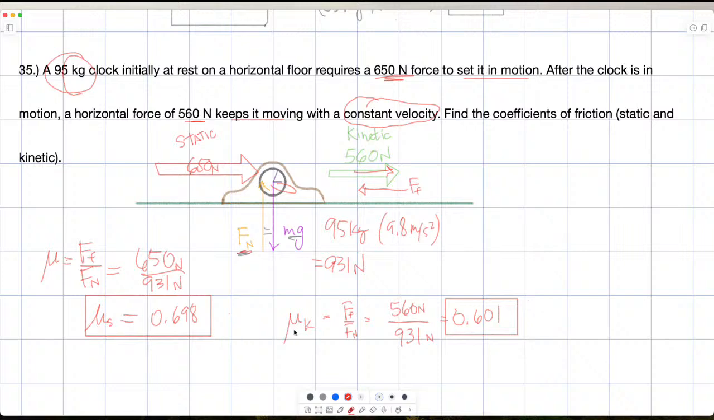Now the coefficient of kinetic friction is just friction over normal. Oh, wait. 560 is required to keep it moving. So now we've got to do a net force equation. So net force equals 0. Constant velocity means the net force is equal to zero, so 560 is your friction force because it's moving at a constant velocity. So the net force of the whole system is 0. So friction is 560 and normal force is 930, because it's the same mg sitting on the same flat surface. And then that coefficient of kinetic friction is 0.601.